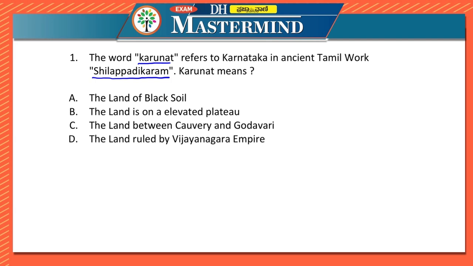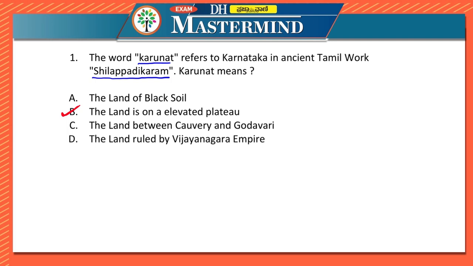So the options are: the land of black soil, the land on an elevated plateau, the land between Kaveri and Godavari, the land ruled by Vijayanagara Empire. Which of the above are true? Here the answer is B, the land on the elevated plateau. The origin of the name Karnataka itself is asked most of the times.